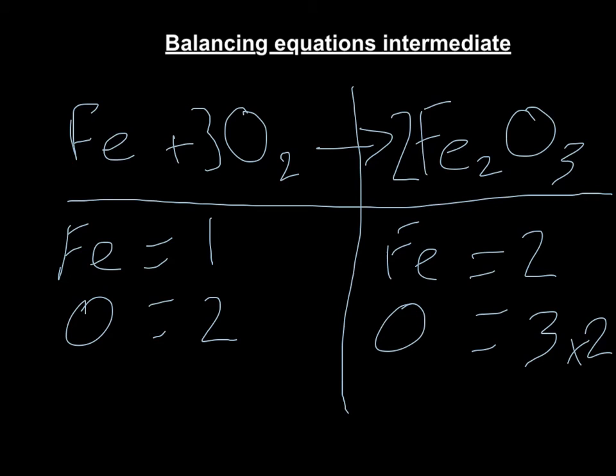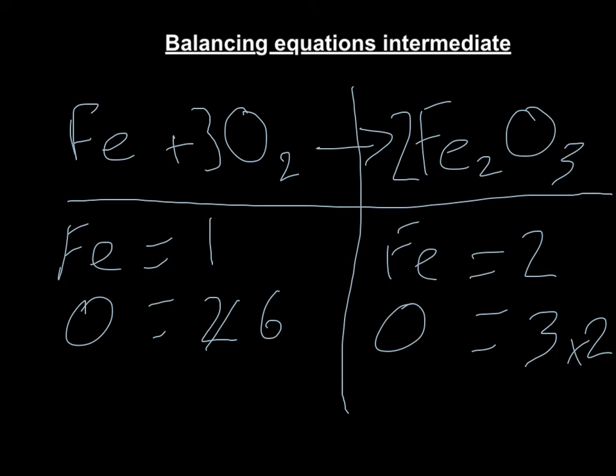That means that the whole amount of atoms on both sides are going to be changed, so we need to do our counting again. So on this side now, for the reactants, we've still got 1 iron atom, but we've now, instead of only having 2 oxygen atoms, we've got 3 times 2, which is going to give us a total of 6 now.